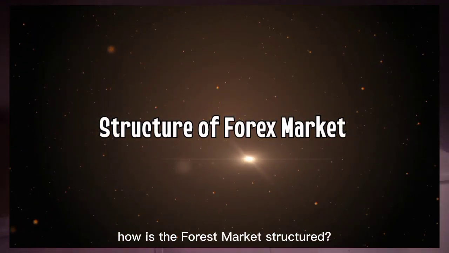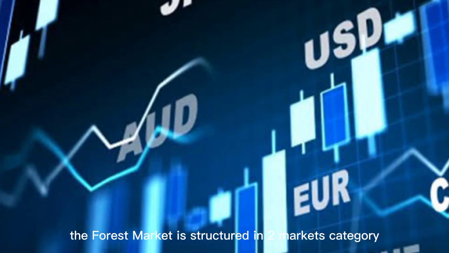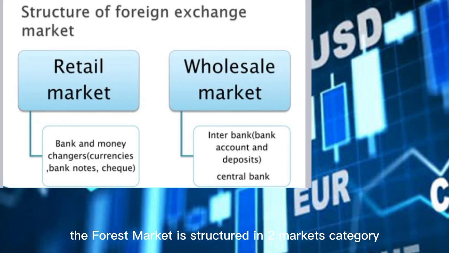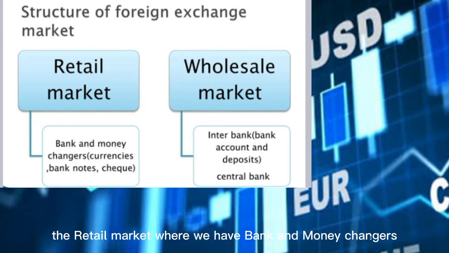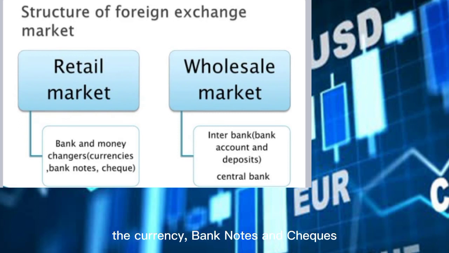The structure of the Forex market. How is the Forex market structured? The Forex market is structured in two market categories. The retail market, where we have banks and money changers, the currencies, banknotes and checks, while we have wholesale markets, where we have the interbank and the central bank.